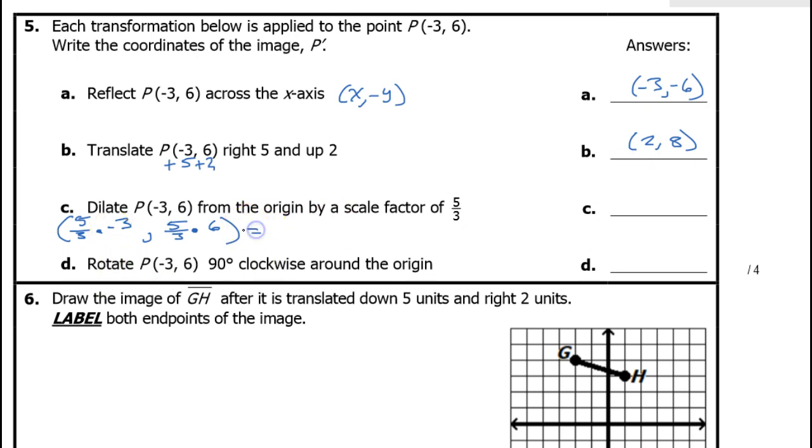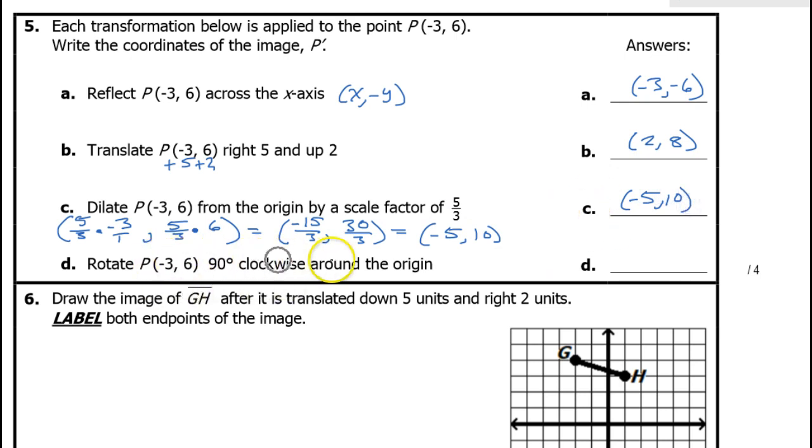So what would that be? Looking at this as -3/1, that's going to give me -15/3, comma, 30/3, and that's going to equal -5, comma 10. So that's the image, -5, comma 10.